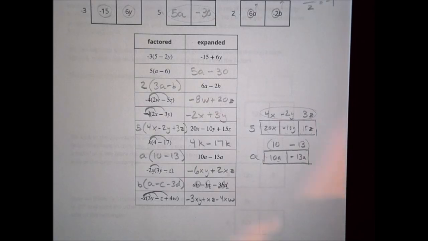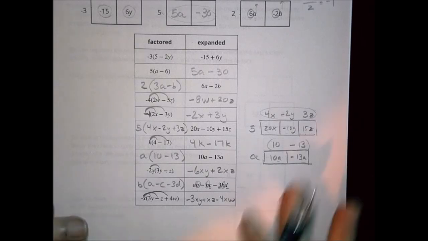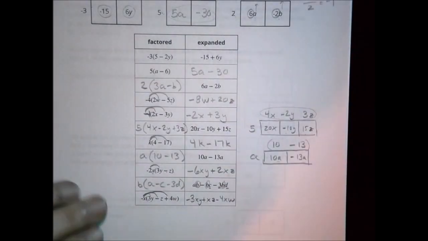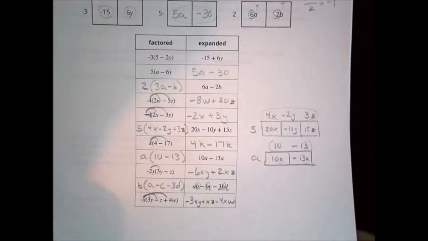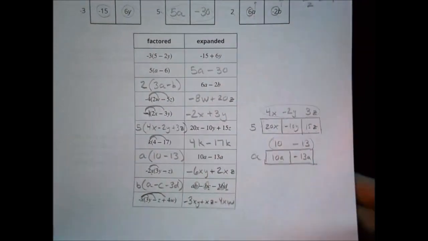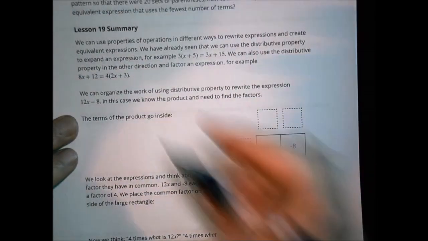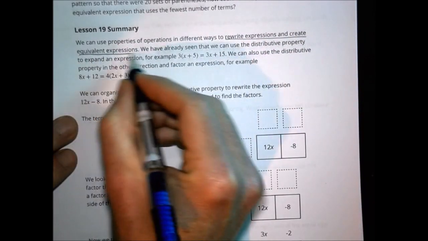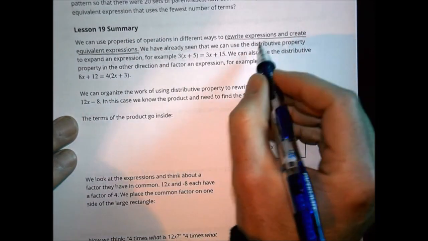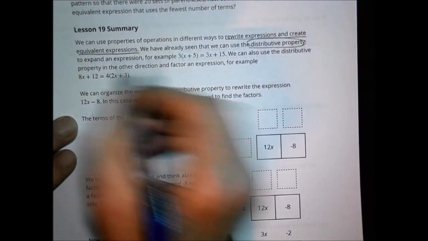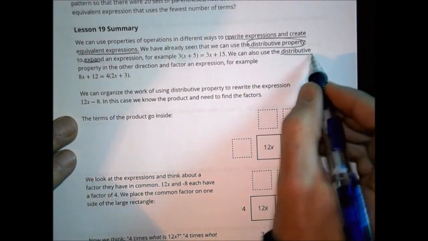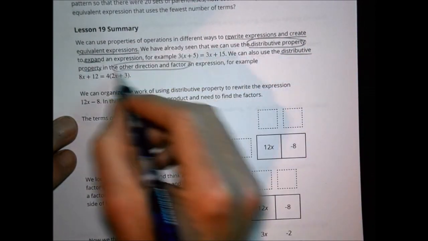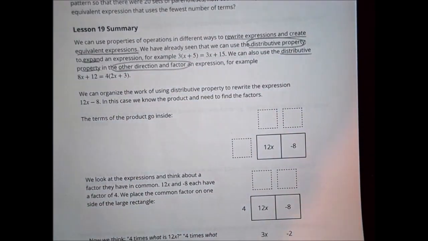So that's the idea between factoring and expanding, and that really is what today's lesson's about, which is take some practice. You will continue to use this skill all the way through the rest of your math classes, all the way through high school. In fact, I just did one of these lessons the other day for a Math 2 course. So, in summary, here's our point today. You can use properties of operations in different ways to rewrite expressions and create equivalent expressions. We can use the distributive property we've already seen to expand an expression, and we can also use distributive property in the other direction to factor an expression out. So it works both ways, right?